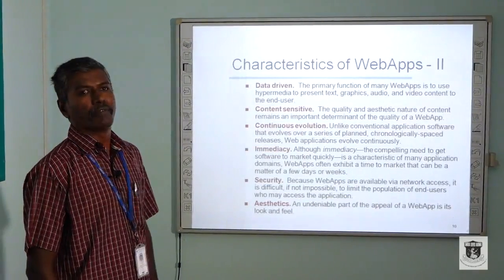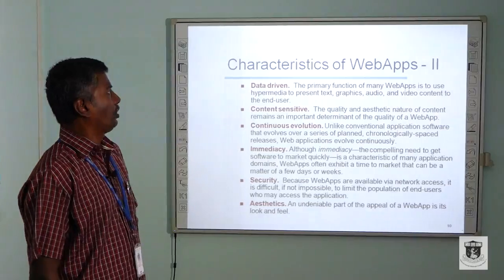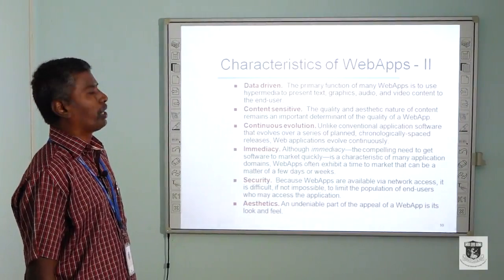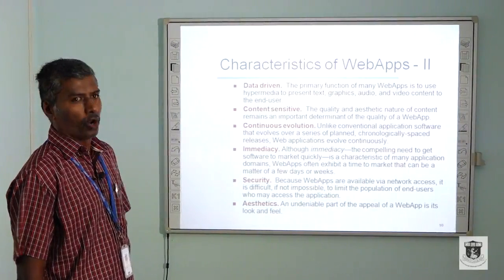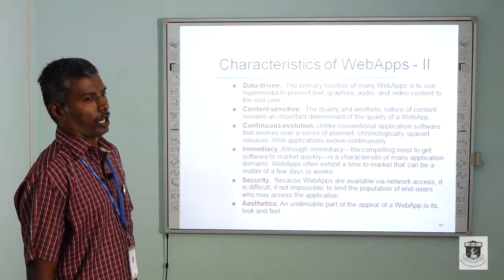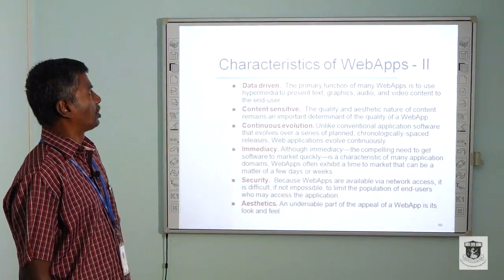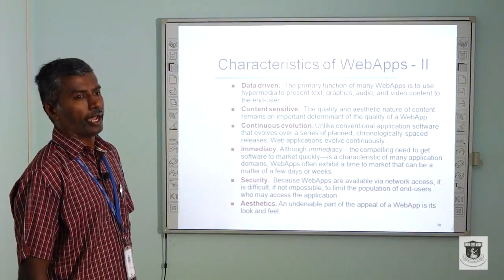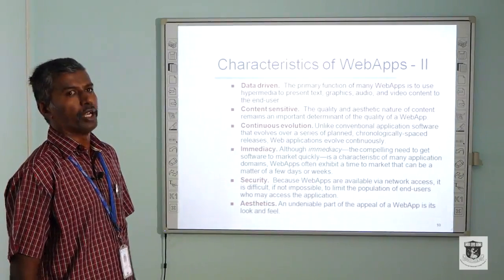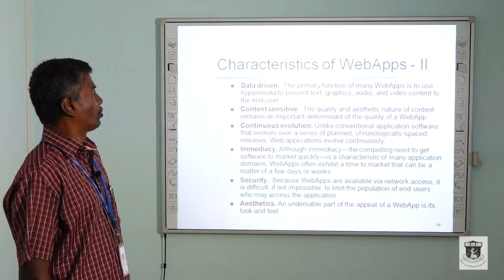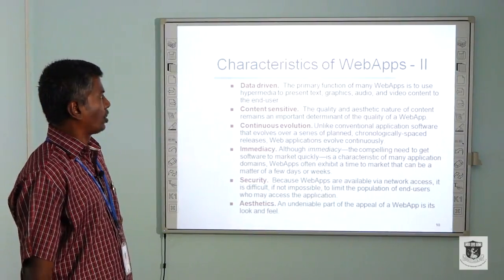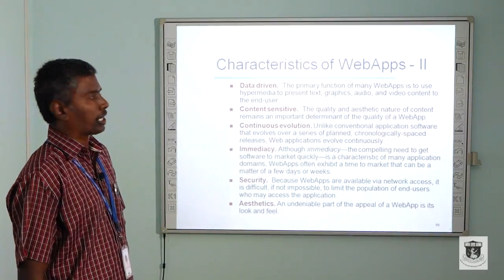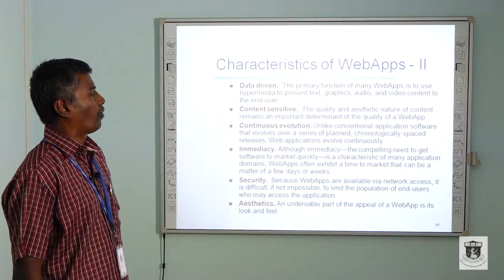These are the characteristics of web apps, part two. Data driven. The primary function of many web apps is to use hypermedia to present text, graphics, audio, and video to the end users. Content sensitivity, the quality and aesthetic nature of the content remains an important determinant of the quality of web applications. Continuous evolution, unlike conventional application software that evolves over a series of planned, chronologically spaced releases, web apps evolve continuously.